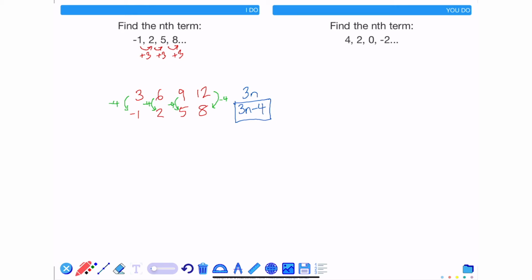So looking at the common line of differences, I can see that it's going down by 2 each time. This means it's based on the -2 times table. Writing the sequence underneath, I can see that there is a shift of add 6 every single time.